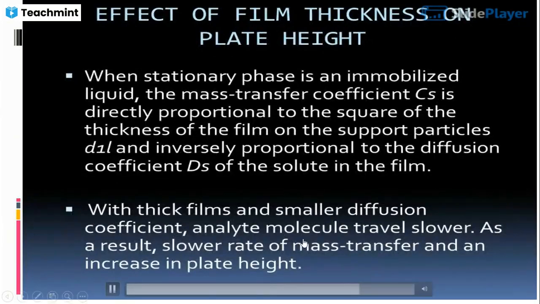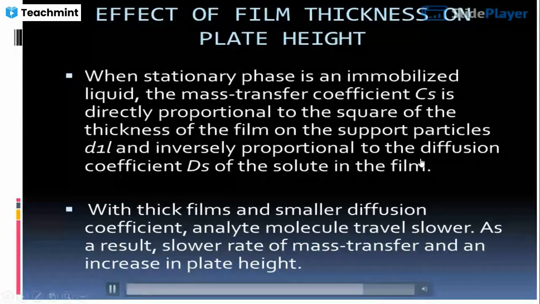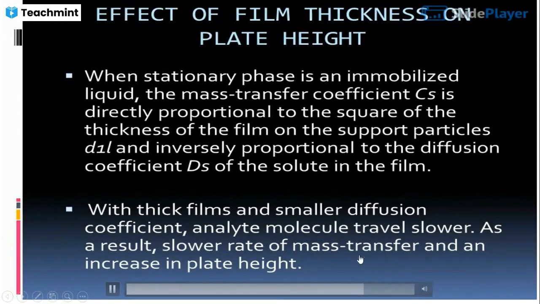When the stationary phase is an immobilized liquid, the mass transfer coefficient C_S is directly proportional to the square of the thickness of the film on the support particles, d_f squared, and inversely proportional to the diffusion coefficient D_S of the solute in the film. With thick films and smaller diffusion coefficient, analyte molecules travel slower. As a result, there is a slower rate of mass transfer and an increase in plate height.